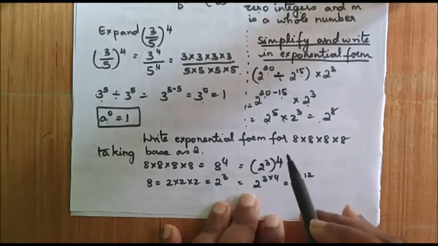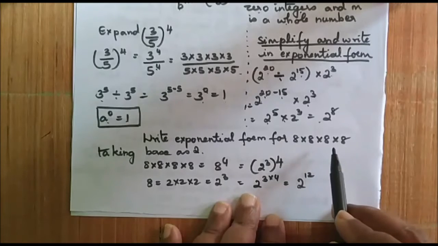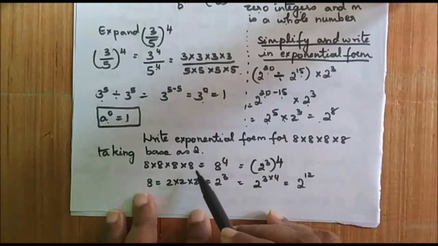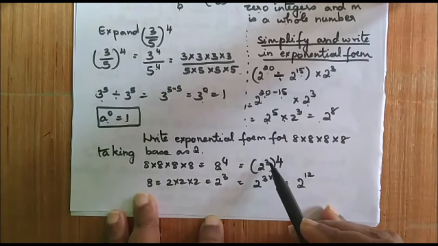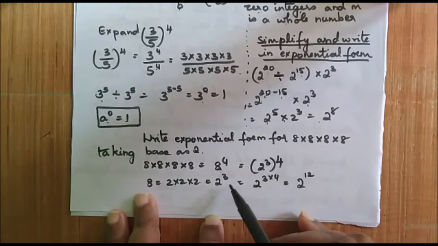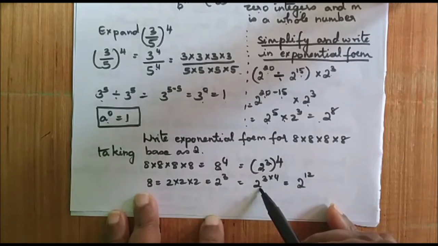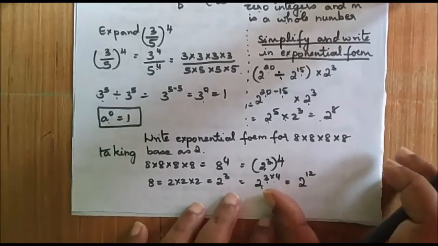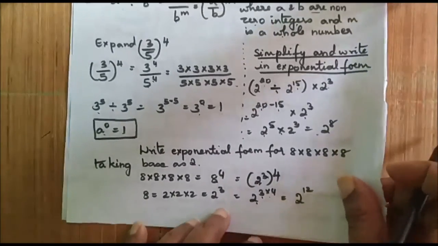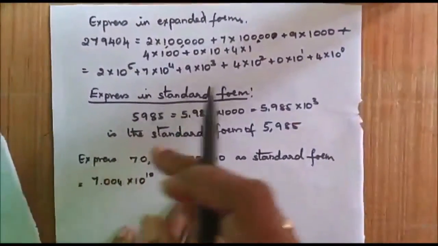Now write the exponential form for 8 into 8 into 8 into 8. Now 8 into 8 into 8 into 8 is 8 to the power 4. 8 can be written as 2 to the power 3, isn't it? So 2 to the power 3, the whole to the power 4, is nothing but 2 to the power 3 into 4, which is equal to 2 to the power 12. I hope you understood this, how we got it. Now we'll go to the next one.